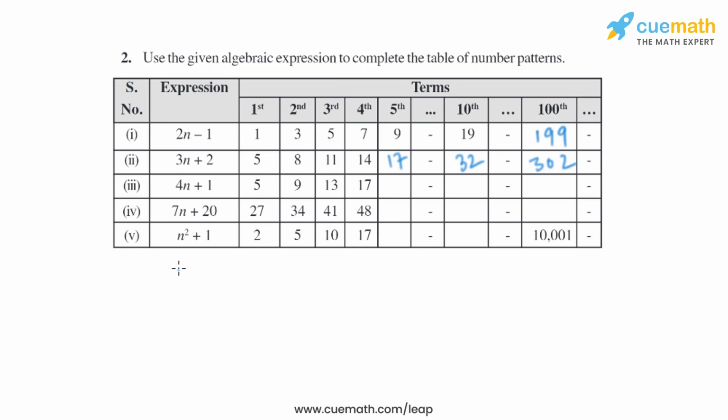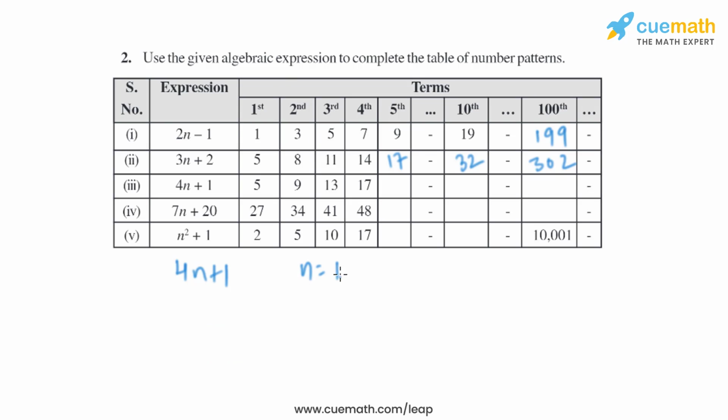Now let's start the third expression. So that is 4n plus 1 and we have to find the value of 5th, 10th and 100th term. Let's start with the 5th term. So it will become 4 into 5 plus 1, which is same as 20 plus 1, that equals to 21.